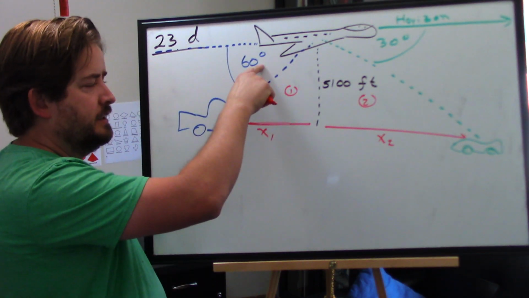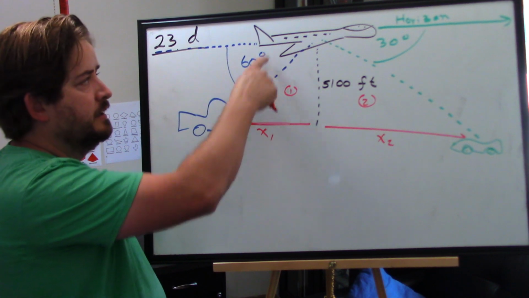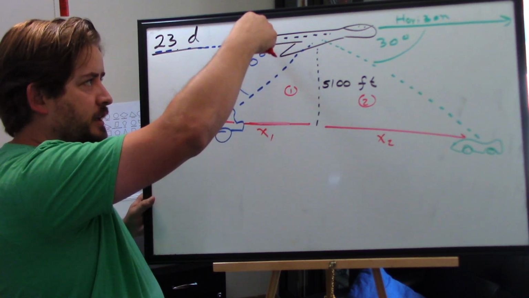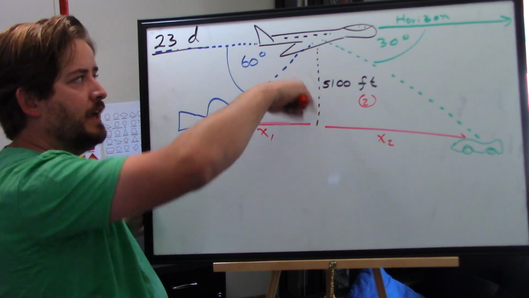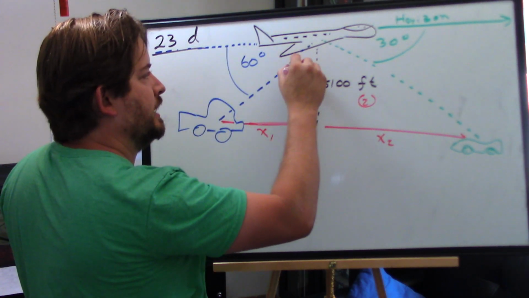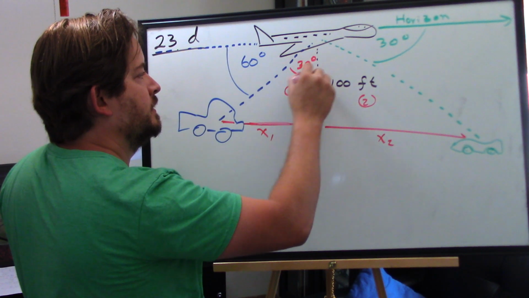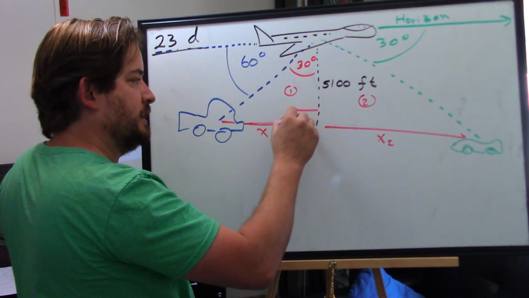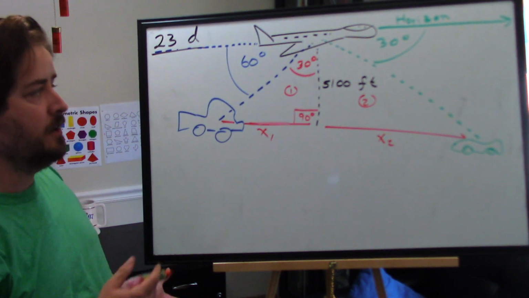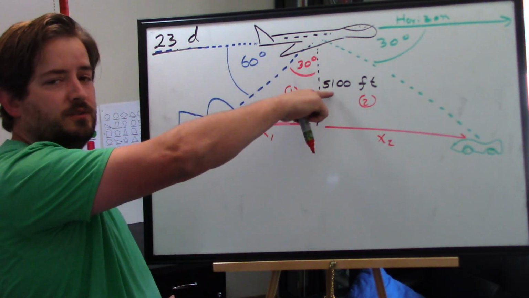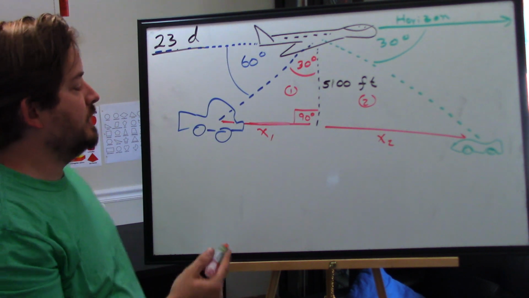Because if this angle up here is 60, well, the angle between the airplane's horizon and the ground has to be 90, which makes this a 30-degree angle right here. But I also know that this happens to be a 90-degree angle down here, so I happen to know two of those angles plus this side over here, which is 5100. I can use the law of sines here.